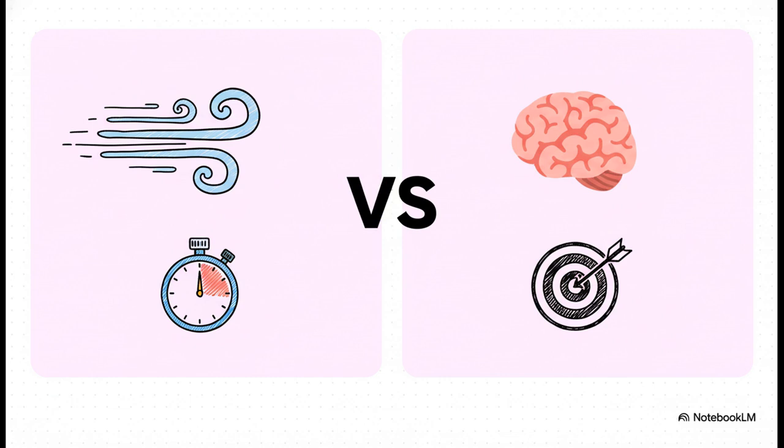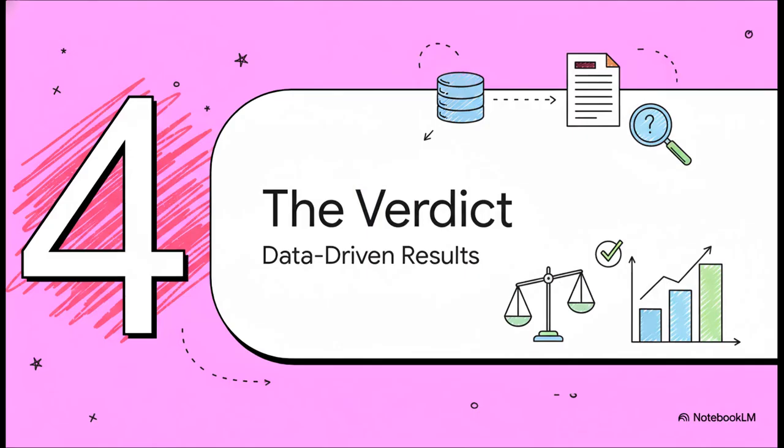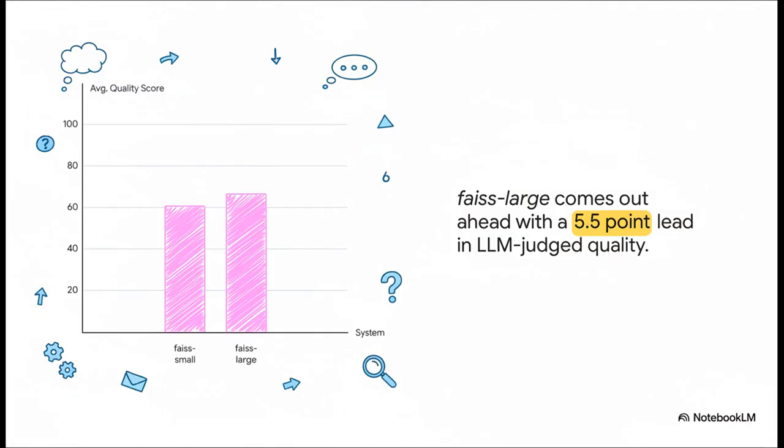I mean, this is the classic dilemma, right? Speed versus accuracy. Which one do you choose? So, who takes the crown? Well, instead of just winging it, RAGDiff gives us what we came for, a data-driven verdict. Let's see what the numbers say. Okay, first up, let's look at the average quality scores out of 100. And the larger model, FAISS Large, does come out on top. It scores a 67.0 compared to 61.5 for the small one. So it's a win for sure, but maybe not the knockout punch we were expecting.